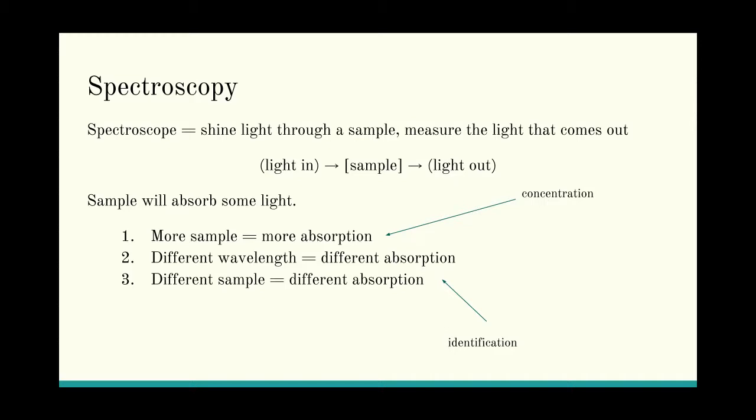Well, this kind of spectroscopy, just spectroscopy in general, you shine a light through a sample and you measure the light that comes out. And that gives you a spectrum, typically an absorption spectrum, but you can also get other kinds of spectra. You can get a fluorescence spectrum or a phosphorescence spectrum, depending on what you're hitting the sample with. But all you're doing is measuring the amount of light in versus the amount of light out.